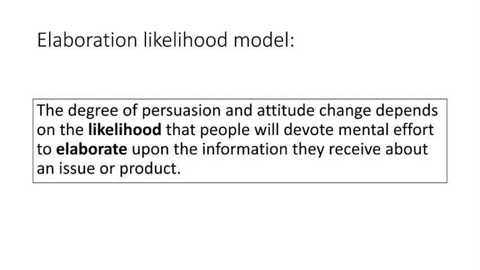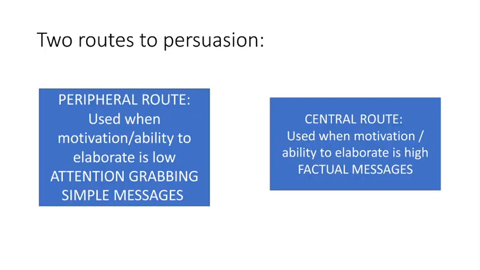The degree of persuasion and attitude change that someone will have depends on the likelihood that they will devote mental effort to elaborate, i.e. think about and process the information that they receive about an issue or product. If they're willing or likely to process an issue thoroughly, then they're much more likely to be persuaded and to change their behaviour. So what this means is there are two routes to persuading people.